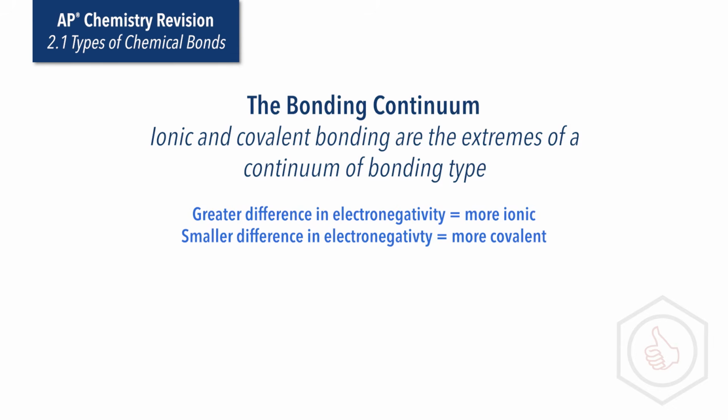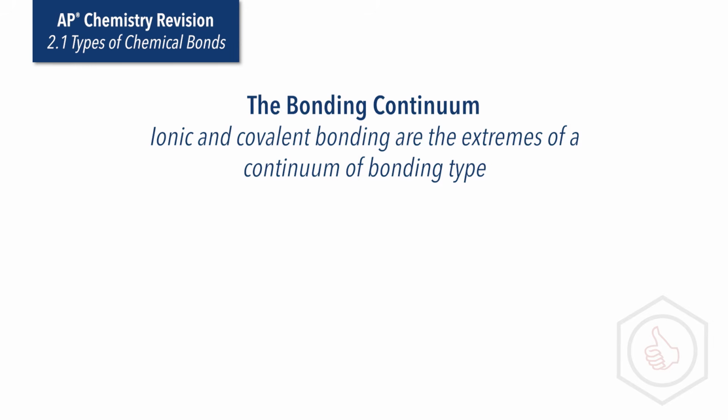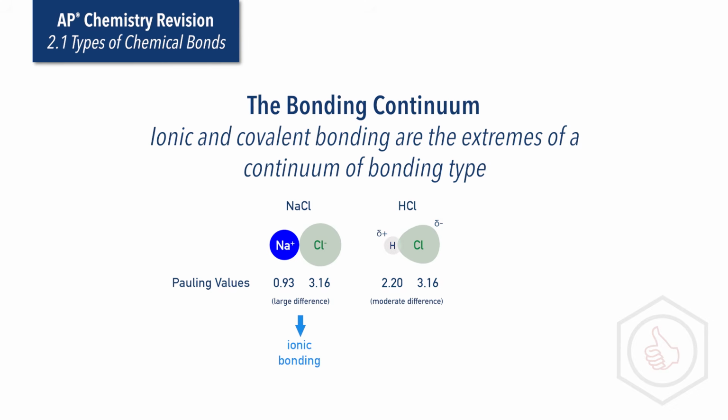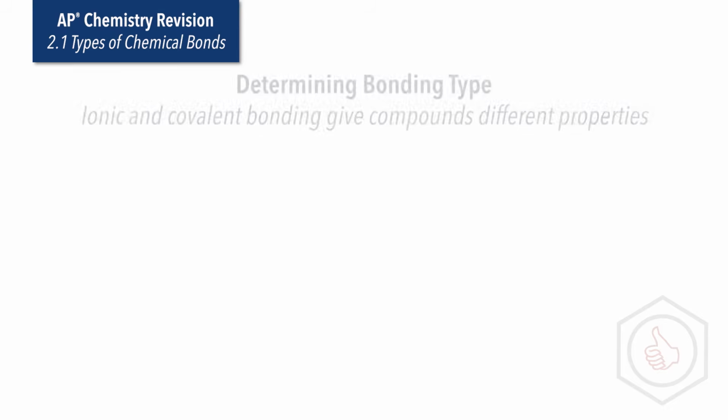For example, using Pauling values, we can see that sodium chloride has a very high electronegativity difference between the atoms involved, meaning they exist as ions, and that means we have ionic bonding. Hydrogen chloride has a slightly smaller difference in electronegativity, meaning we have a polar covalent bond, and in Cl2, chlorine, because the two bonded atoms are identical, both chlorine, they have the same electronegativities, and therefore the bond is nonpolar covalent. Ionic and covalent bonds also give different properties to compounds.